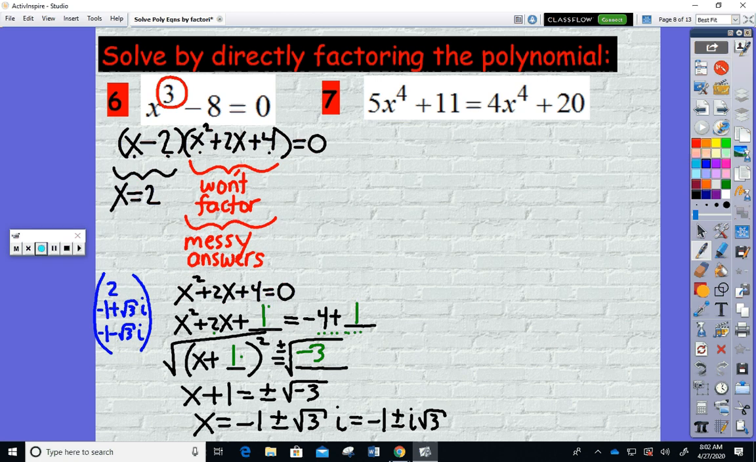All right, so here we go. On the next problem, number 7, I've got to get everything to the left. So 5x to the 4th minus 4x to the 4th is 1x to the 4th. 11 minus 20 is going to be minus 9 equals 0. I see it's a 4th degree function. It's a quartic, so I'm going to get 4 solutions.